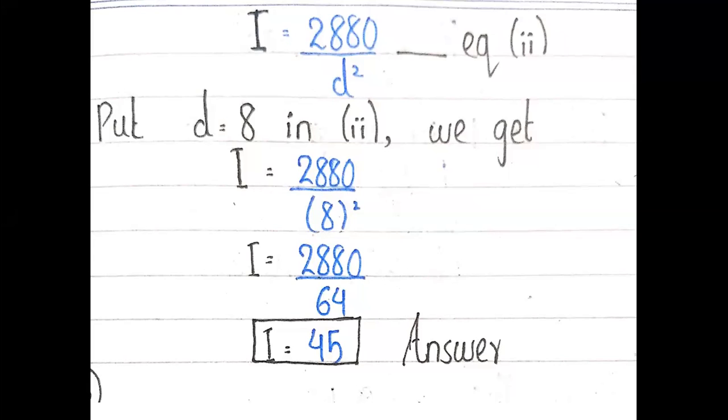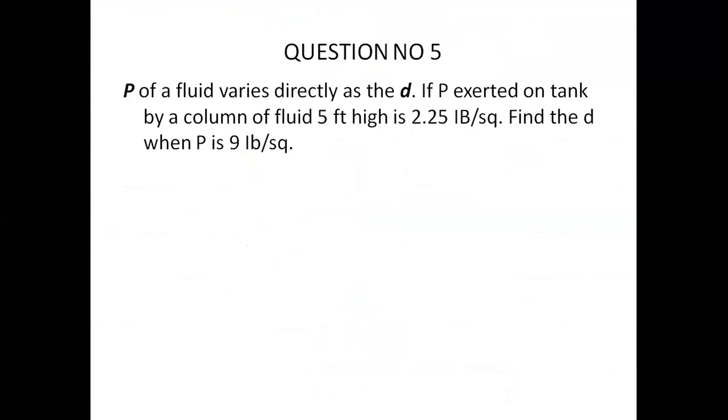8 square is equal to 64. This value divided by 64, we get 45. This is our final answer. The intensity of light has to be 45 if the distance is 8 feet. This is how we are going to calculate the value of I.